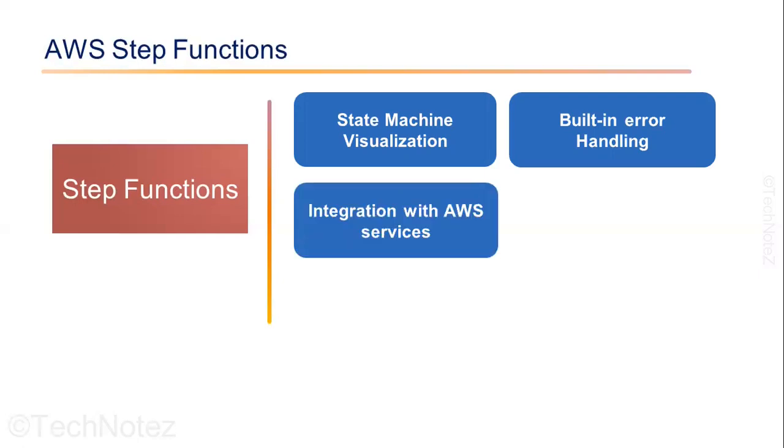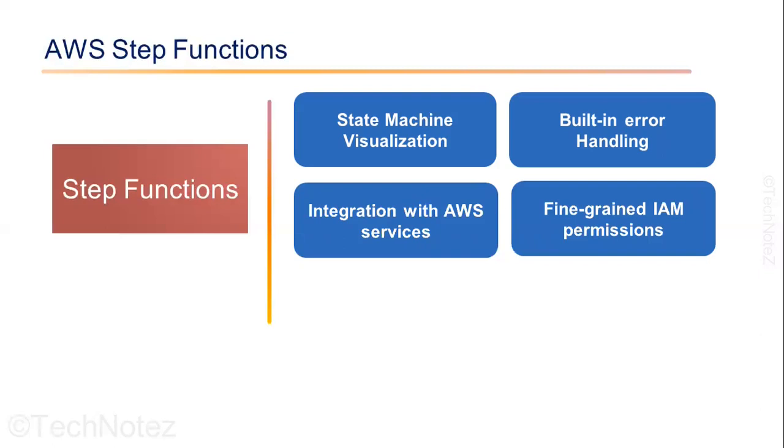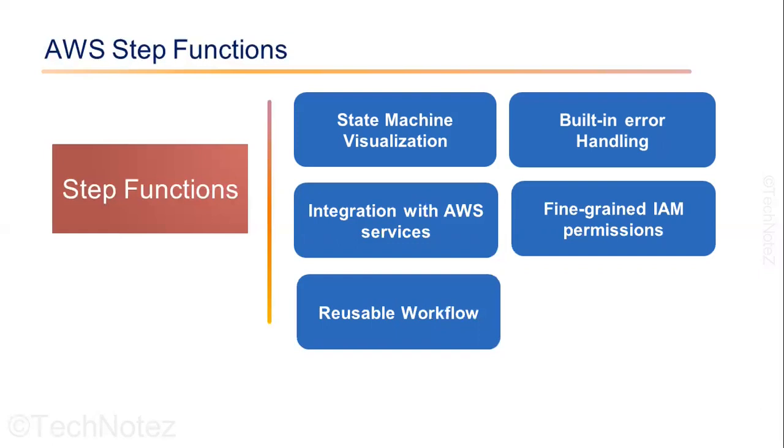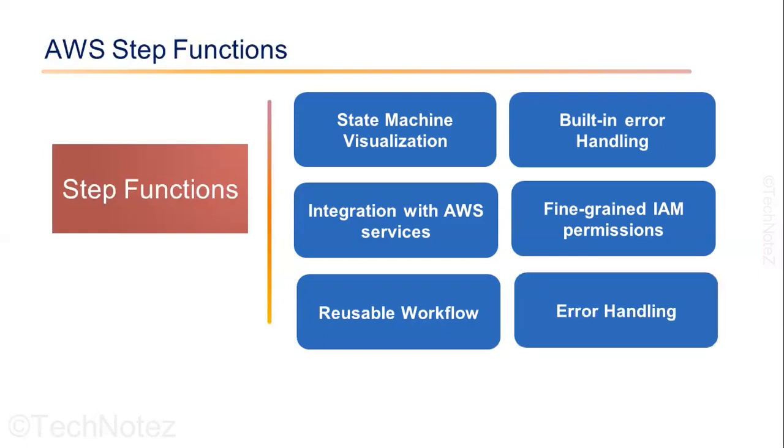Integration with AWS services. You can integrate your workflow with a wide variety of AWS services, including Lambda, ECS, and SNS. Fine-grained IAM permissions. AWS Step Functions allows you to set fine-grained permissions for your workflow, giving you control over who can execute specific steps in your state machine. Reusable workflow. Step Functions also support the ability to call step functions from another step function. This way, you can create a reusable workflow. Error handling. Step Functions support state timeouts, retry, and error handling.